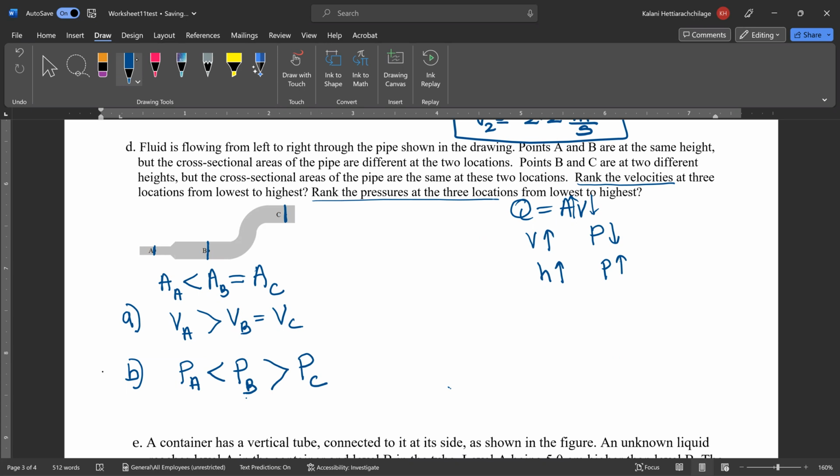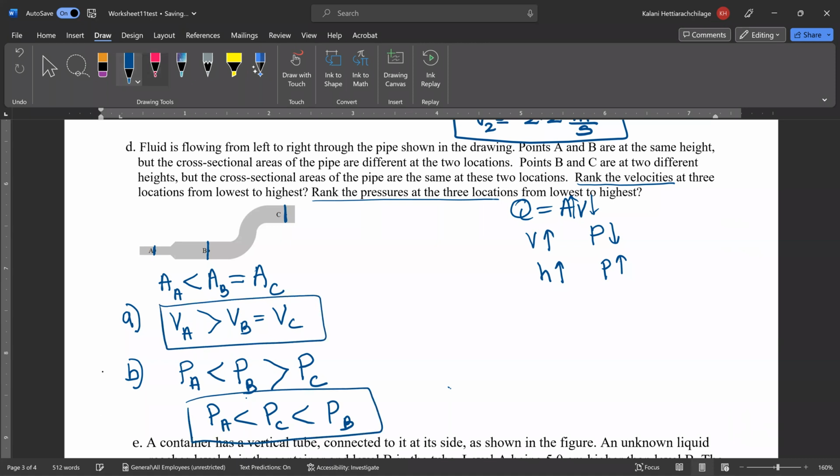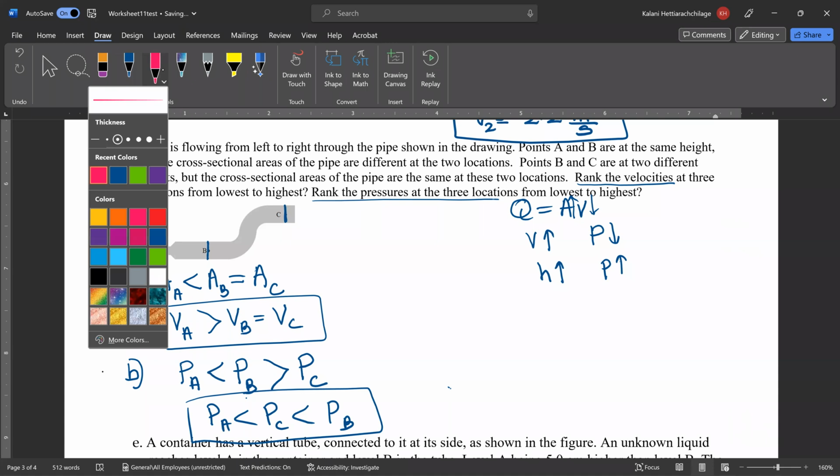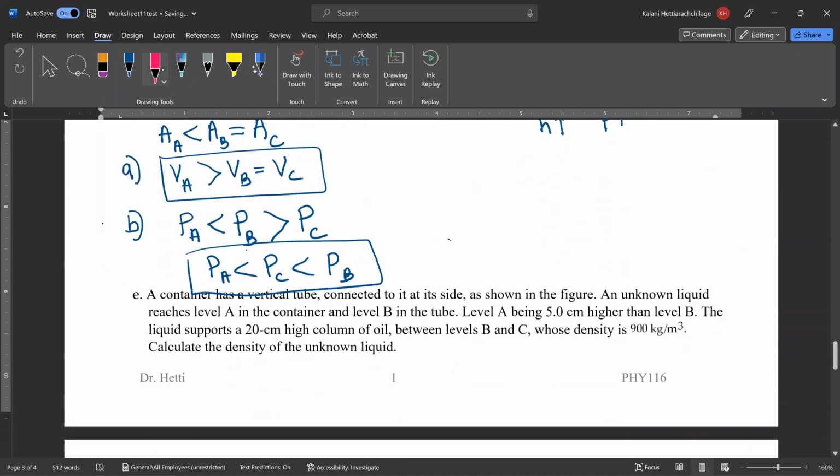Okay, so now pressure is greatest at D, and then maybe C, and then A. So let's write that down correctly. PA, then pressure at C, and pressure greatest is at D. Okay, so now let's move into our last question in here.